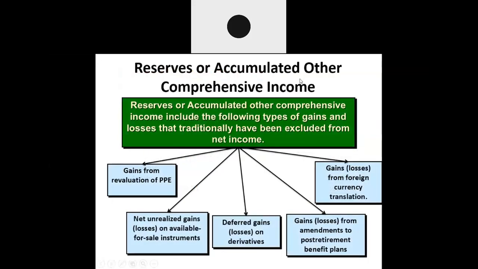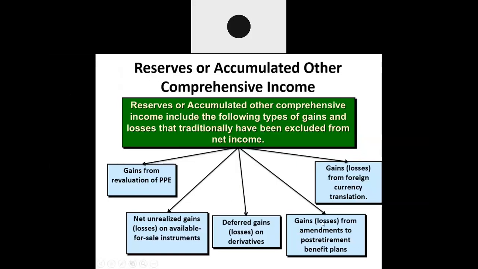Alright, now we see reserve, or we also call it accumulated OCI. Reserve or accumulated OCI includes the total change in equity that excludes transactions with owners, or in other words, it includes the total change in equity of the transactions with non-owners. So the typical transactions with non-owners are such as what has been listed down here.